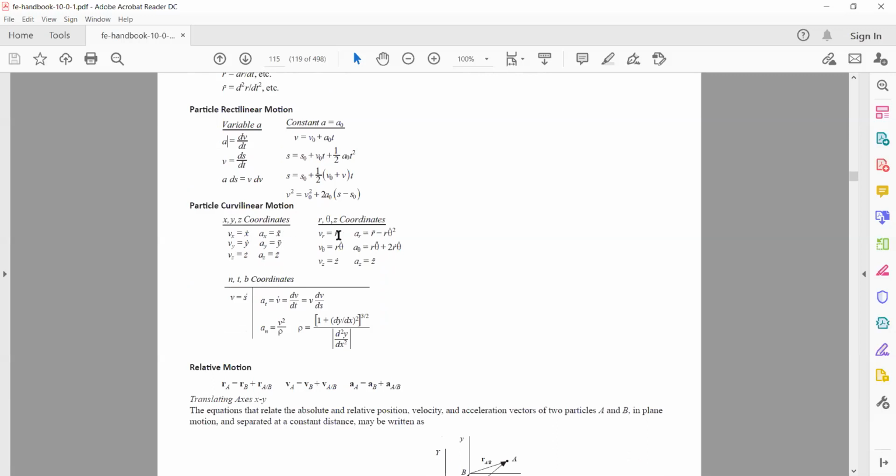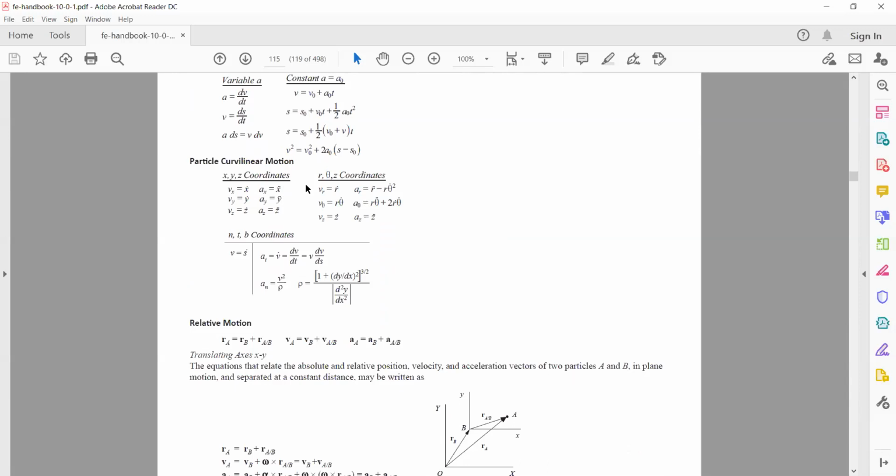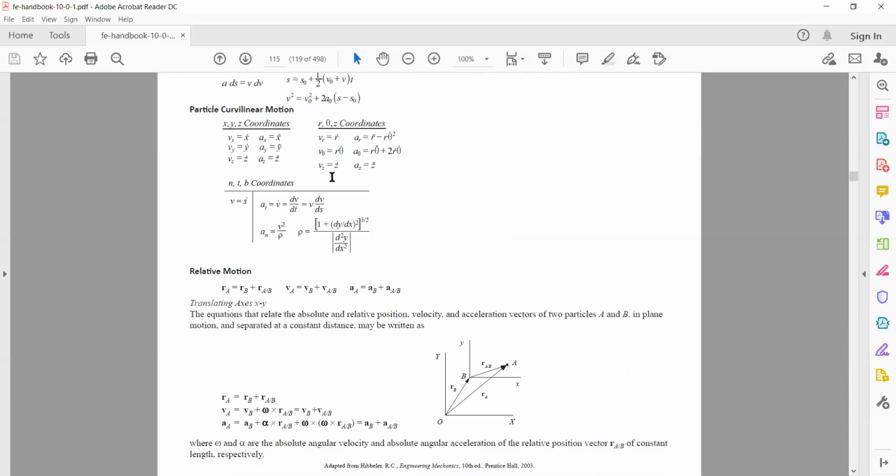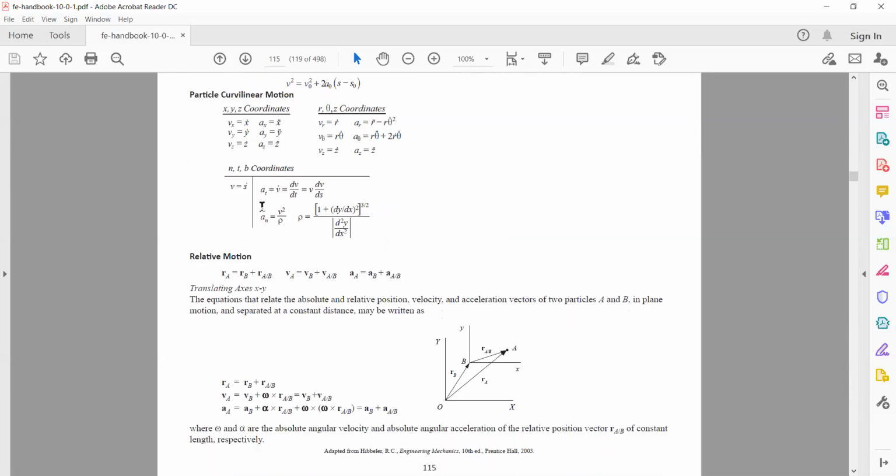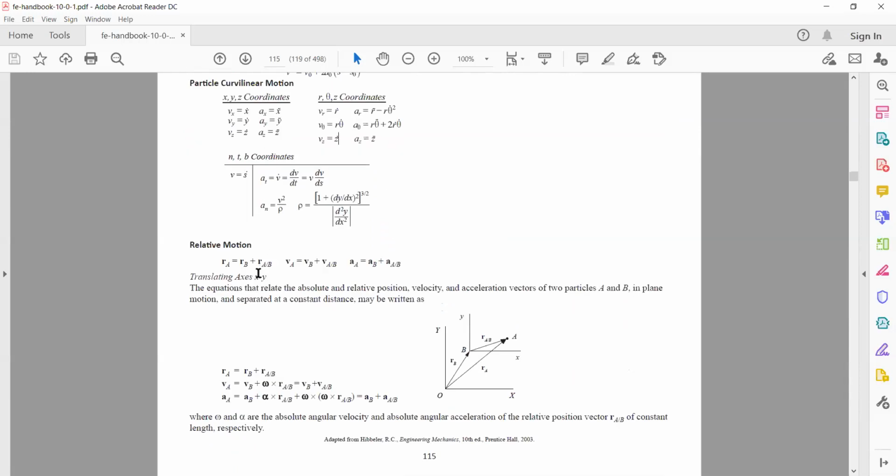Curvilinear motion is very similar, only we have thetas instead of just a position. Thetas, angles, radiuses, radii. Okay, relative motion, a velocity of something relative to something else. So you can have that for every single type. It's explained in more detail right here in this graph.